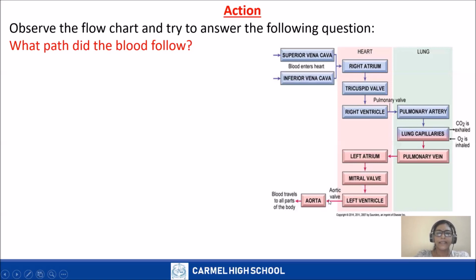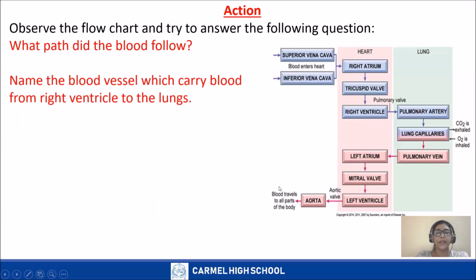Now blood enters the aorta by the contraction of the ventricle, and the aorta branches into different arteries and carries blood to all parts of the body. It is the biggest blood vessel, the aorta. The aorta is the biggest blood vessel in our body, the biggest artery.